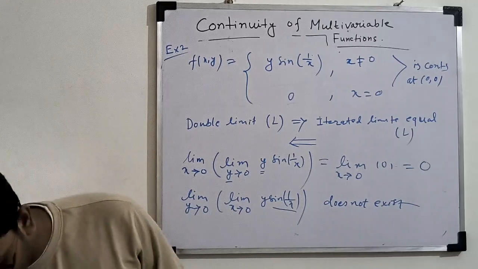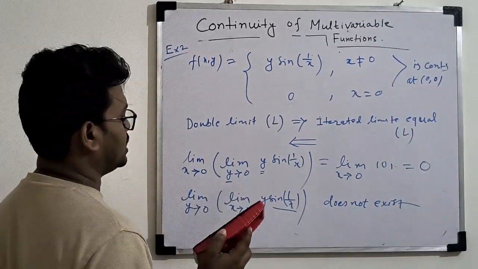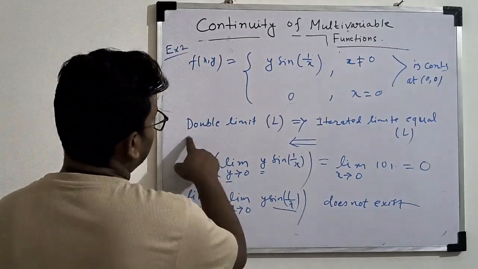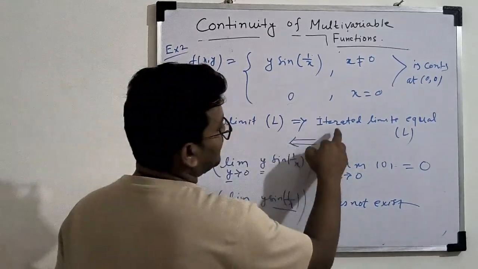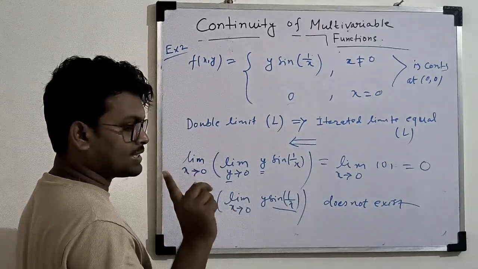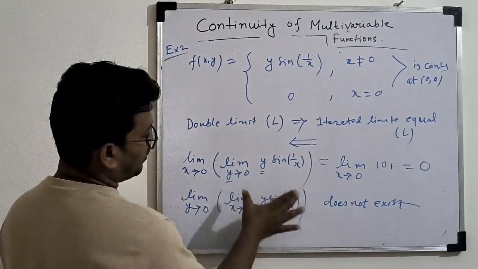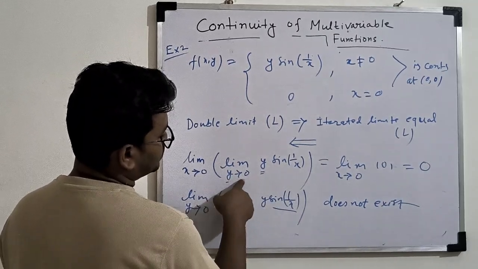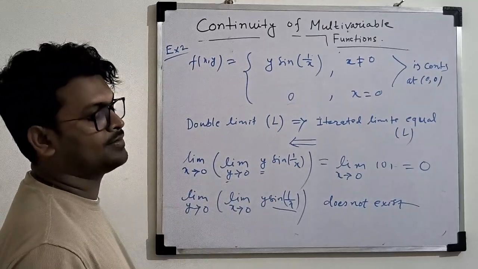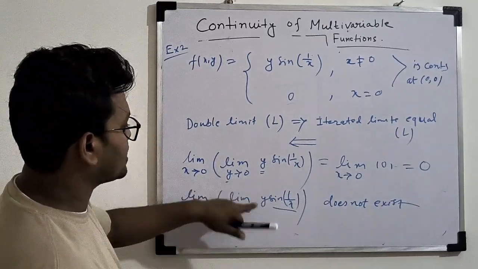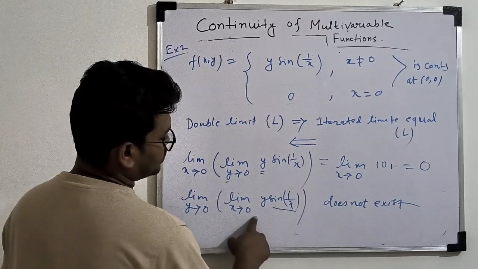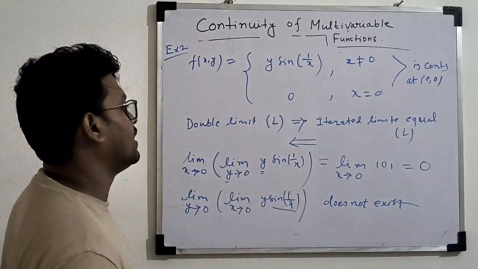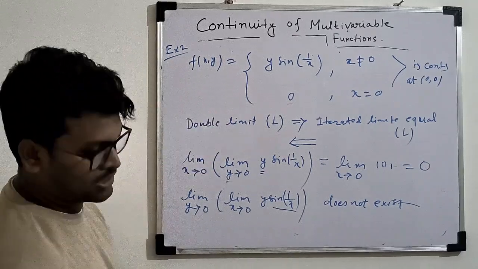Why does this happen? This happens because of the definition. In the result we discussed, if the double limit exists and is equal to L, then the iterated limits exist and are equal if and only if these two limits, the limit as x tends to 0 of the function and the limit as y tends to 0 of the function, exist. So in this case, one of these limits does not exist, that is the limit as x tends to 0, therefore the repeated limit does not exist, but the double limit exists.